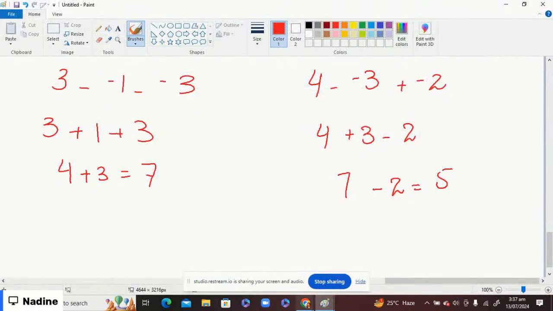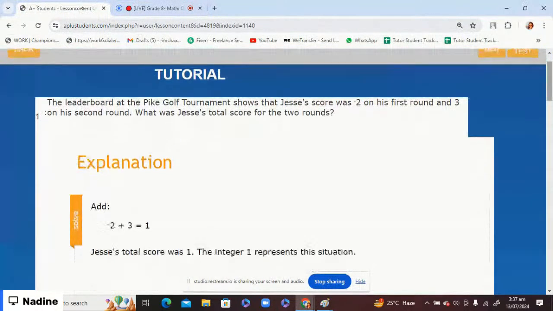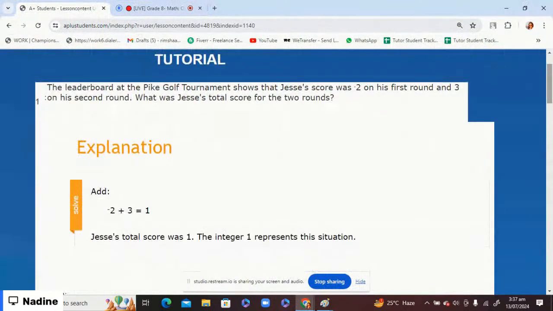Okay, so now when we start the next lesson, that is here. The leaderboard at the Pike Golf Tournament shows that Jazz's score was -2 on his first round and 3 on his second round. What was Jazz's total score for the two rounds? First of all, it's -2, and for the second round, it's +3.